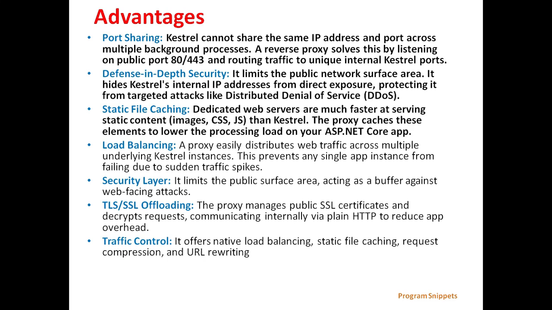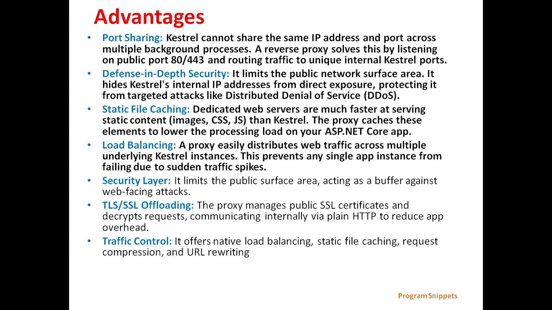Then static file caching. Dedicated web servers are much faster at serving static content than Kestrel. The proxy caches these elements to lower the processing load on your ASP.NET Core application. Then load balancing. A proxy easily distributes the web traffic across multiple underlying Kestrel instances. This prevents any single app instance from failing due to sudden traffic spikes. Then security layer. It limits the public surface area, which acts as a buffer against web-facing attacks.